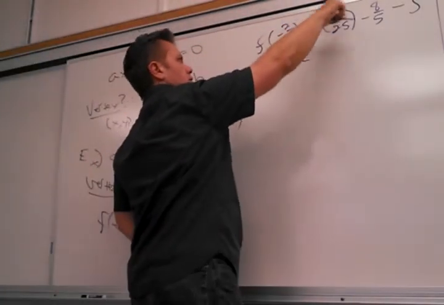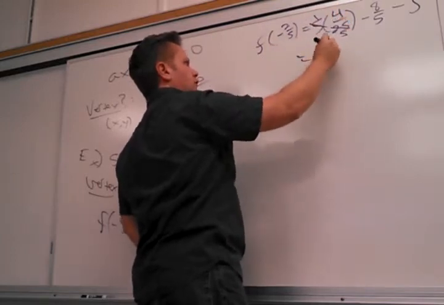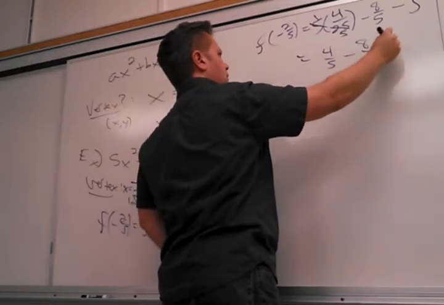What happens here? Yeah, 5 goes into 25. So I get 4/5 minus 8/5 minus 3.